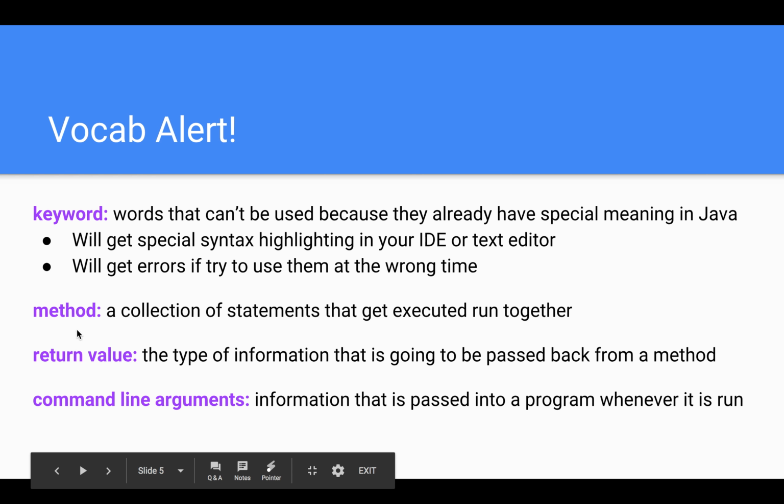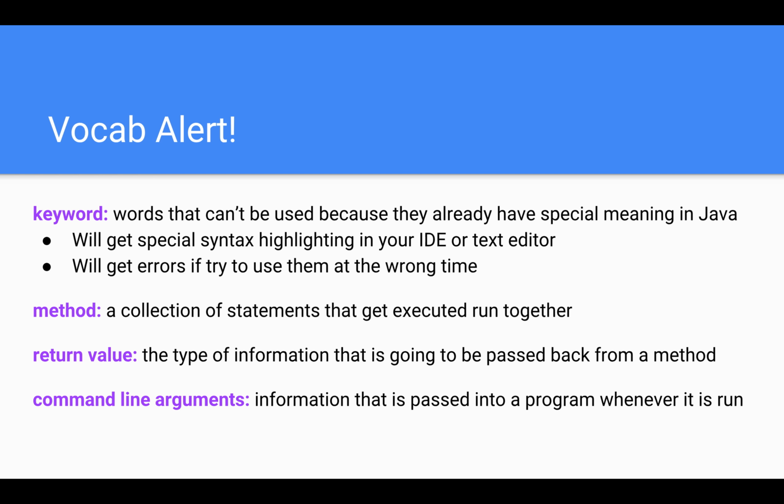So some vocab. A keyword is a word that can't be used because it already has special meaning in Java. They'll have special syntax highlighting in your IDE or text editor, and you'll get errors if you try to use them at the wrong time. So just be on the lookout for special coloring, and it'll give you an idea that maybe you're dealing with a keyword. A method is a collection of statements that get executed together.